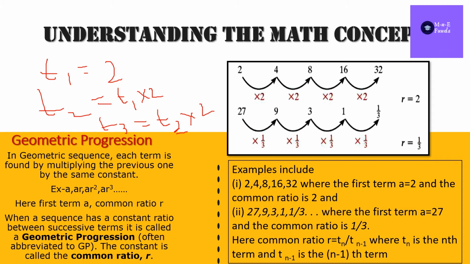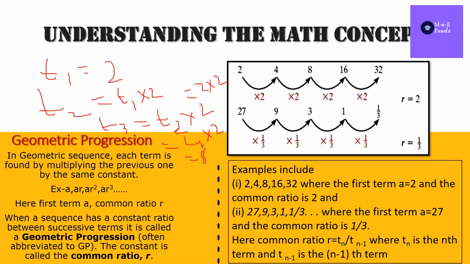So here first term is 2, second term will be term 1, that is 2 multiplied by 2, that is 4. Third term will be the second term, how much? Second term is 4. So 4 multiplied by 2, 8, like this. So here first term is 2 and common ratio is 2.